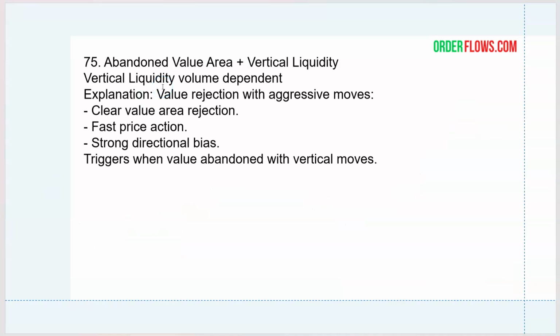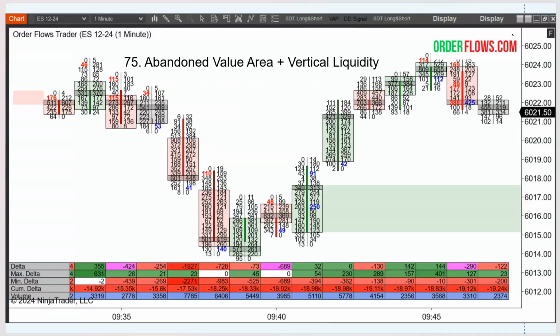Now, abandoned value area and vertical liquidity. Again, you have to have value areas on your chart. An abandoned value area is a value area that's not traded into by the next bar. Then you're going to want to also have the vertical liquidity. So what you have is value rejection with aggressive moves because it's getting through liquidity. So it's clear value area rejection. You have fast price action and strong directional bias taking place. And it's going to trigger when value is abandoned with vertical moves.